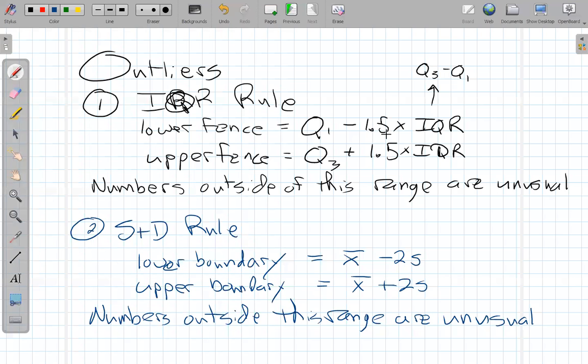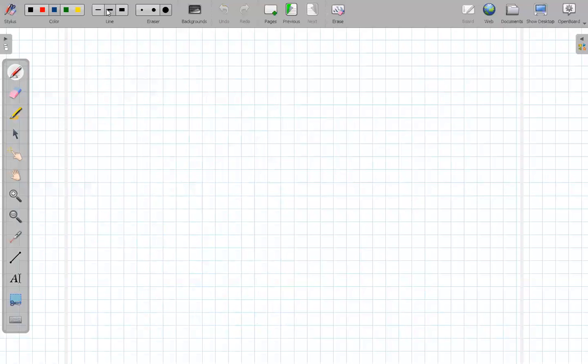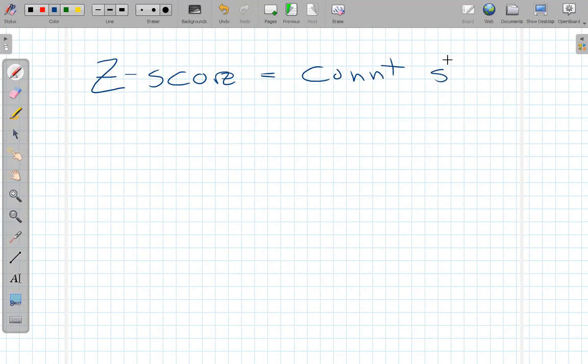Whiteboard, page. So what is a Z-score? It's actually pretty simple. A Z-score counts standard deviations. So I'll just give you an example before I do that problem there.